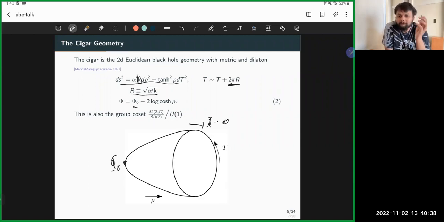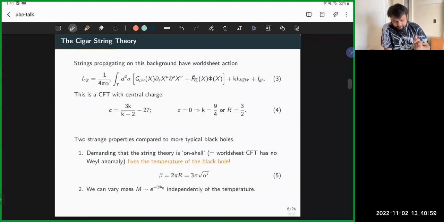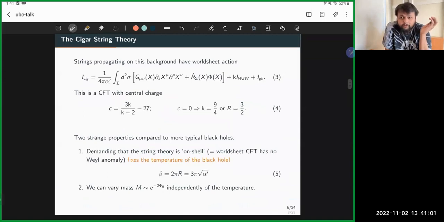It's a 2D black hole, so things are slightly different as usual. This manifold is also a group coset, which can be written like this. And it's asymptotically flat, and really the 2 pi r is the asymptotic radius of the cylinder. Good. So, sorry, that was just geometry. Now let's get to physics.